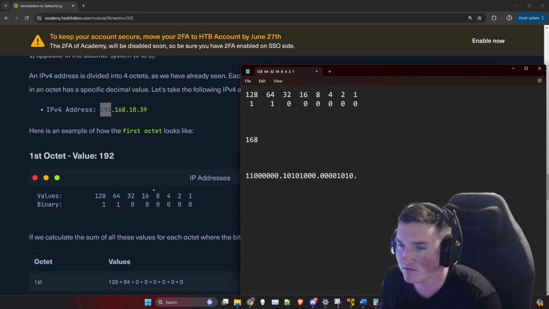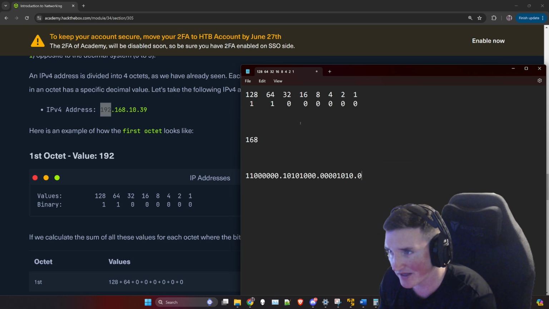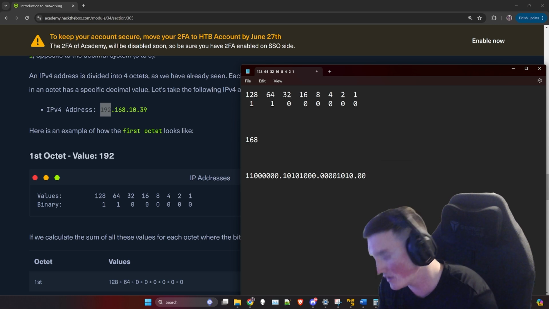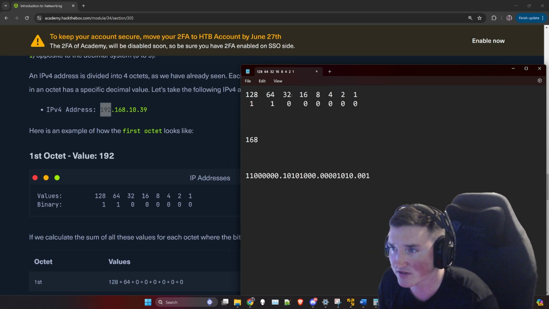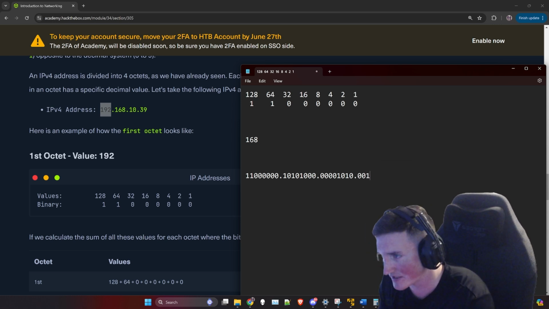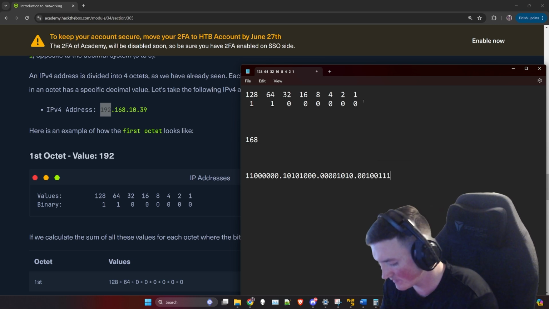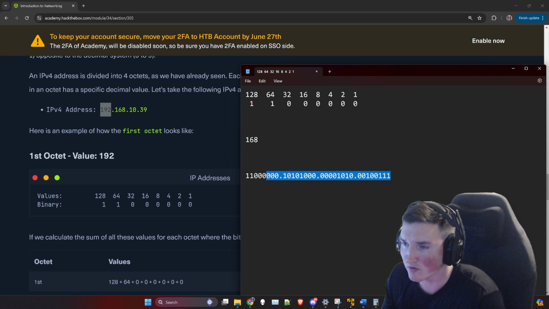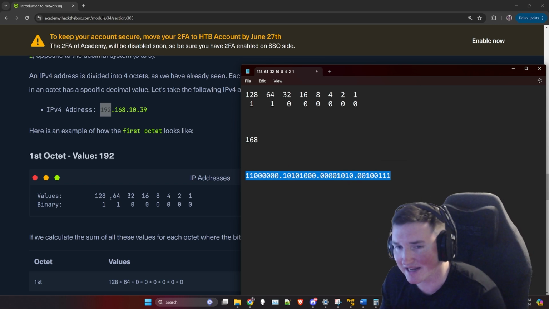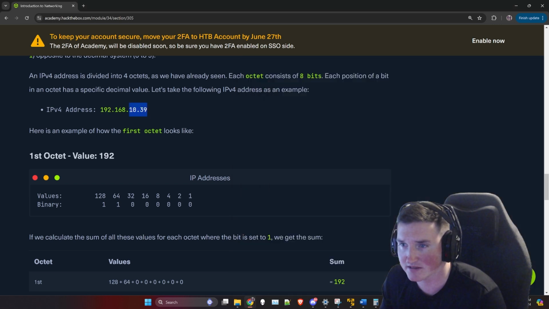Okay, and then let's see. The last one is 39. So we know it's not going to go into 128. We know it's not going to go into 64. It will go into 32. And the 39 minus 32 is 7. So will it go into 16? Nope. Will it go into 8? Nope. Will it go into 4? Yes. And then 7 minus 4 is 3. So then 2, then 1. Boom. There is your binary IP address for this.